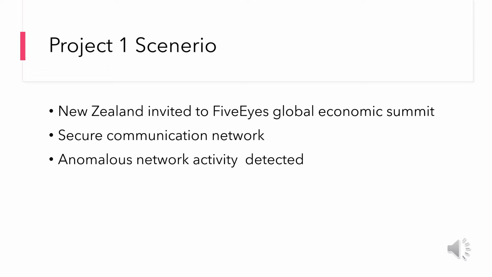Even though everyone is allies at Five Eyes, other nations have been known to spy on other members. So security of the communication program is quite important. Anomalous activity has already been detected. As of now, it's not certain if it's relevant to the summit, but it will need to be investigated.